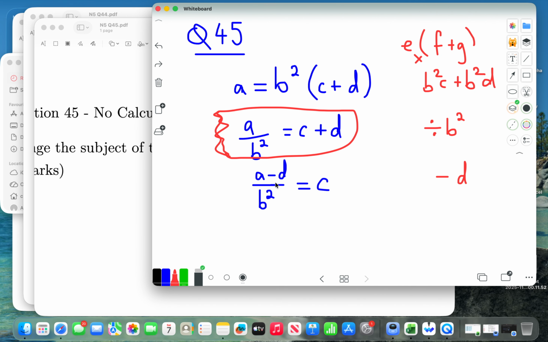So what you have to do is have the minus D on its own outside of the fraction. And let's swap this around to get C on its own.